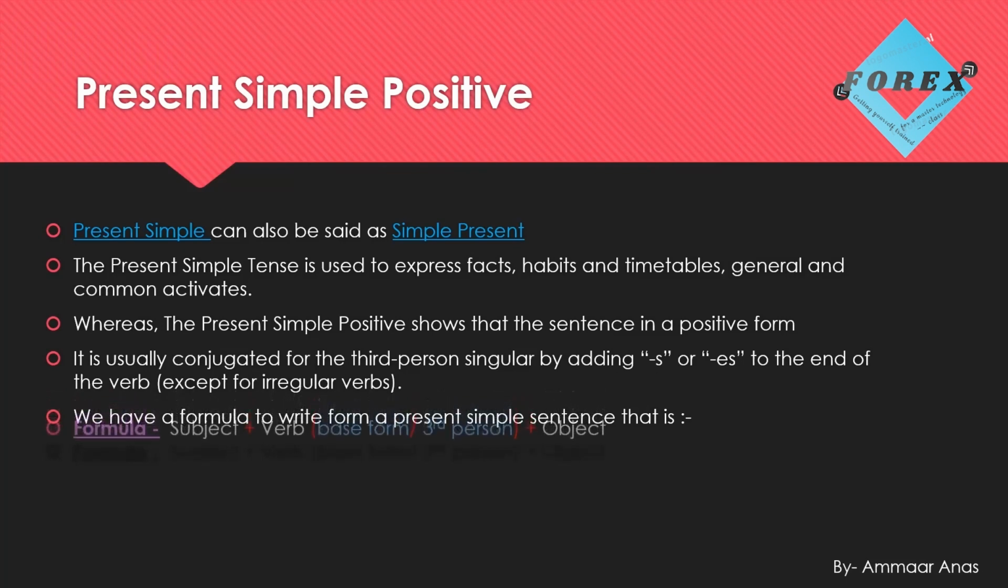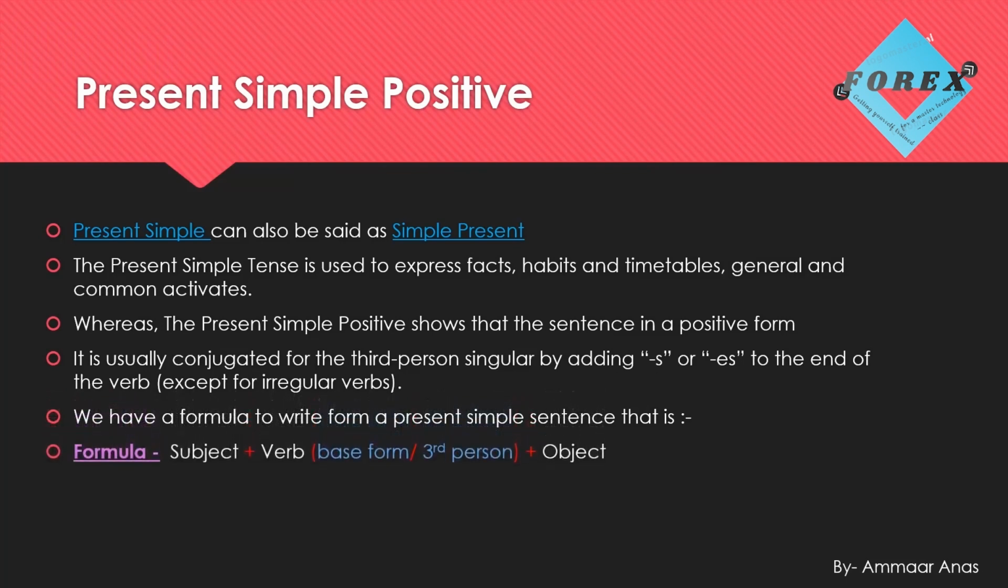And then we have a formula to write a present simple tense, which is subject plus verb, base form or third person, plus object. If you can see, I wrote base form slash third person. If you wonder why, in the first person and second person, we use the base form. But in the third person singular, we use the third person form of the verb. Because when it is a third person singular, like he, she, it, we have to use the third person. We can't use the base form. You'll get to know more in detail when we go to the examples. Now let's move to some examples.